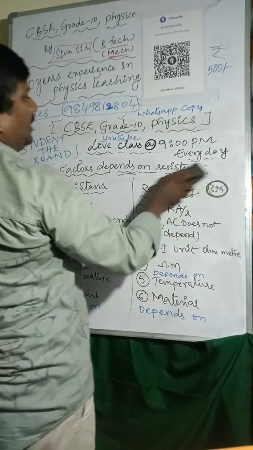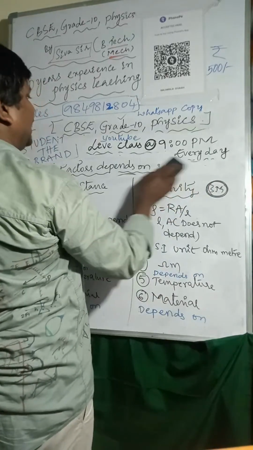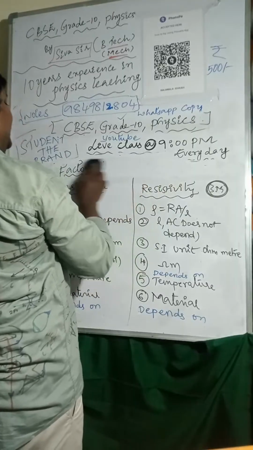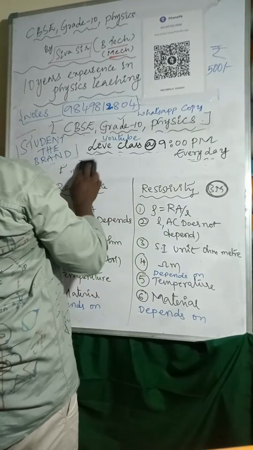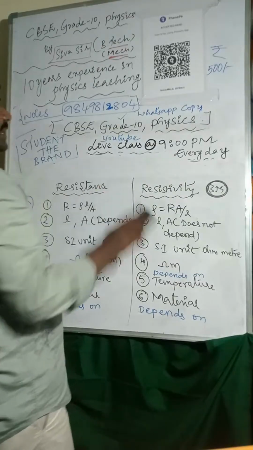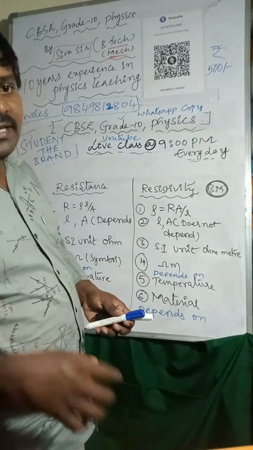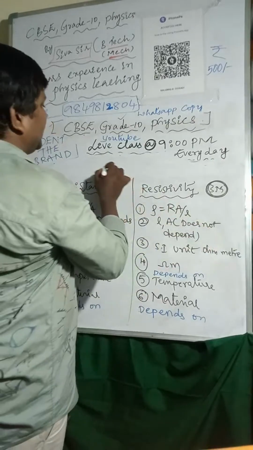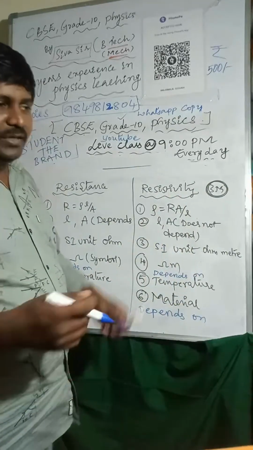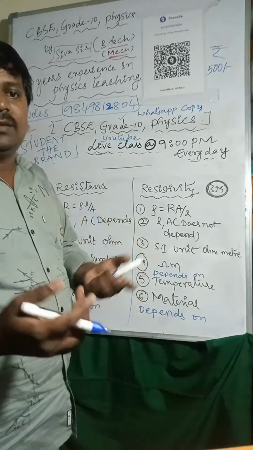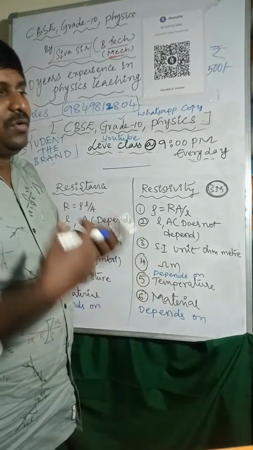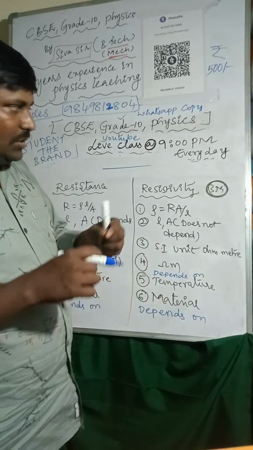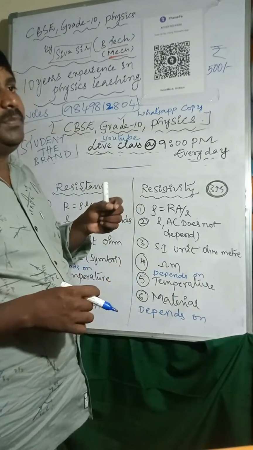Shivani, if you take any material, length will be there and area will be there. Material means surely length and area will be there. If you take a copper wire, silver wire, gold wire, any wire you consider, definitely length will be there and area will be there.